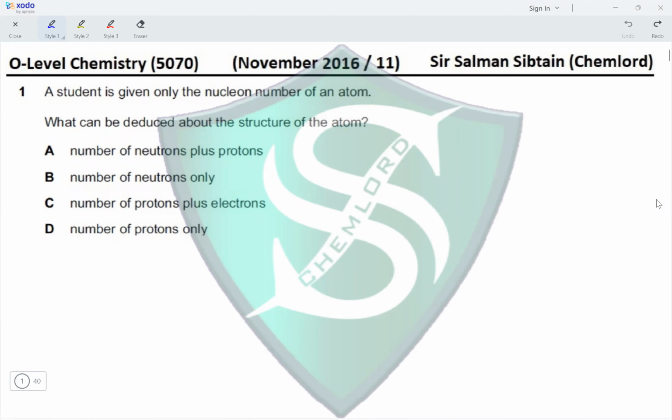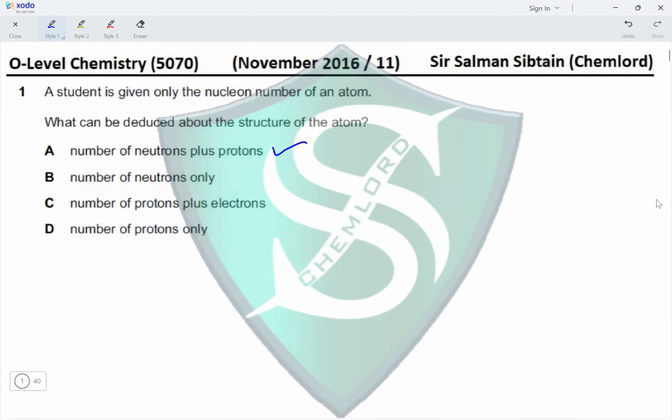A student is given only the nucleon number of an atom. What can be deduced about the structure of the atom? Number of neutrons plus protons? Yes, that is what the nucleon number is. It is the sum of the neutrons and the protons present.